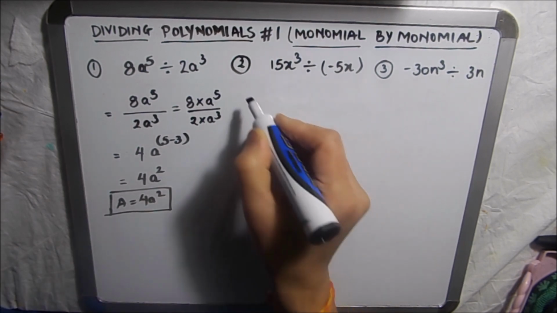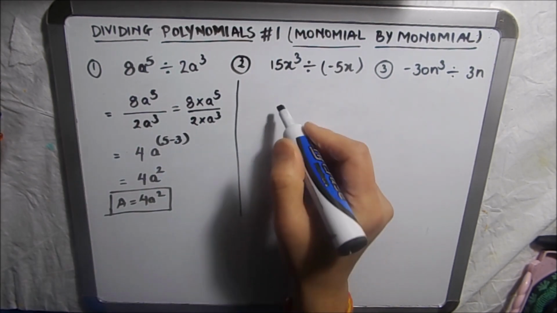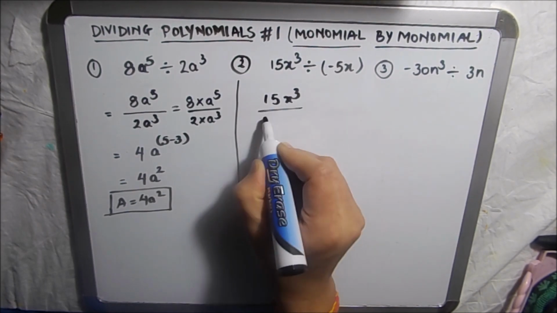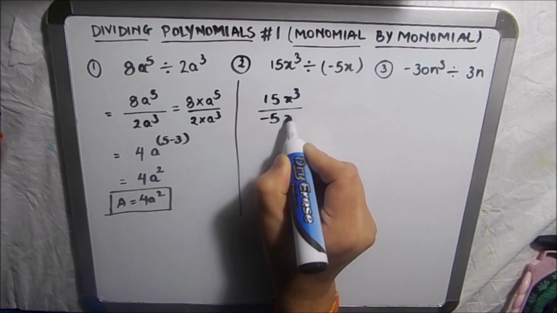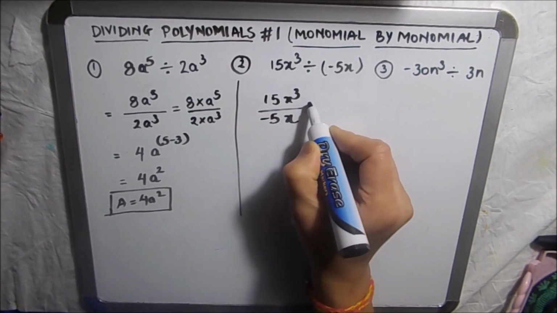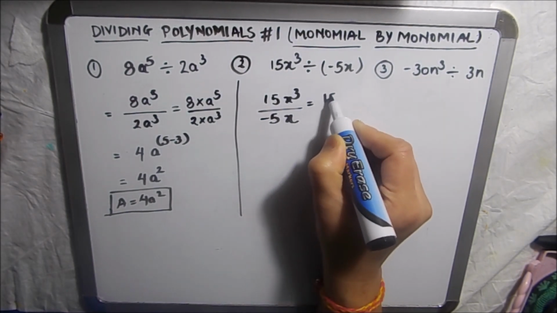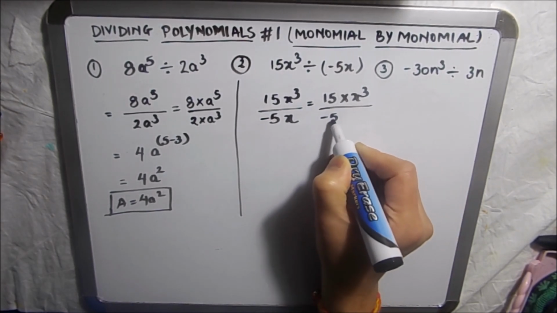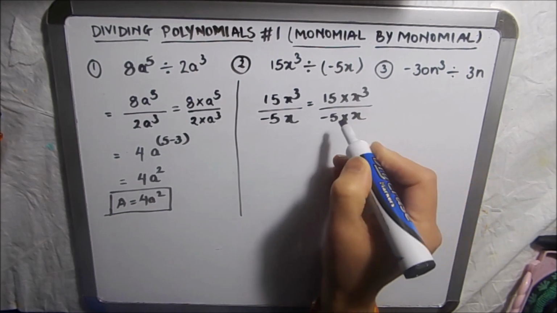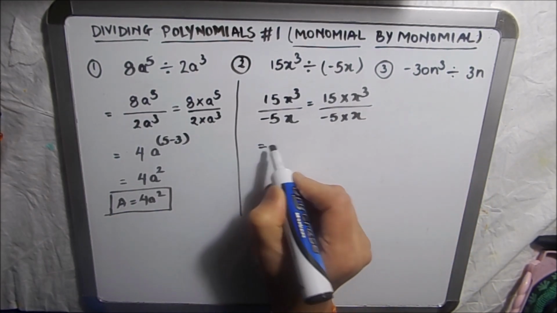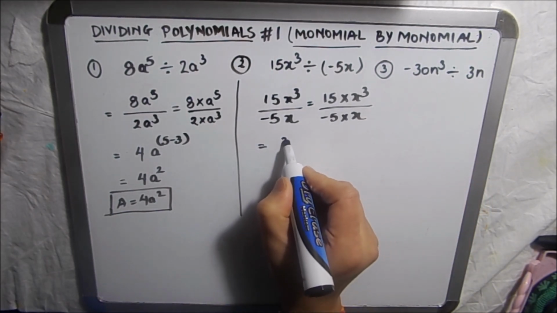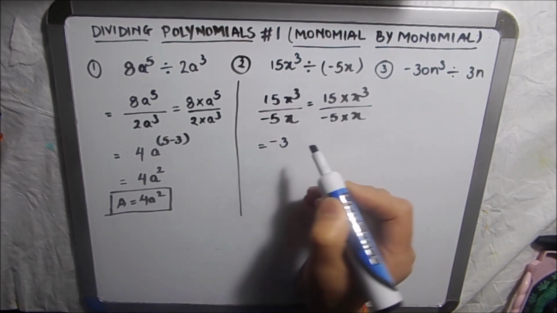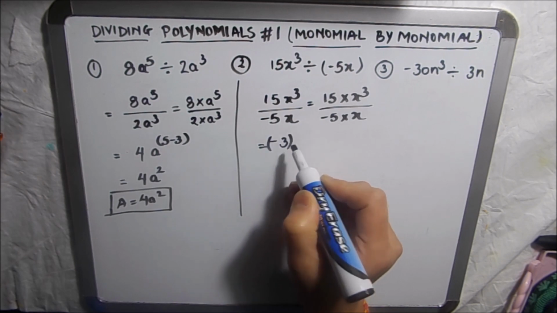Now let's see another example, which is 15x cube over minus 5x. So here we'll write it like 15 times x cube and minus 5 times x. So 15 and 5 are constants. 5 times 3 is 15, so we will write 3. But there is a negative sign, so that will go with the number here.